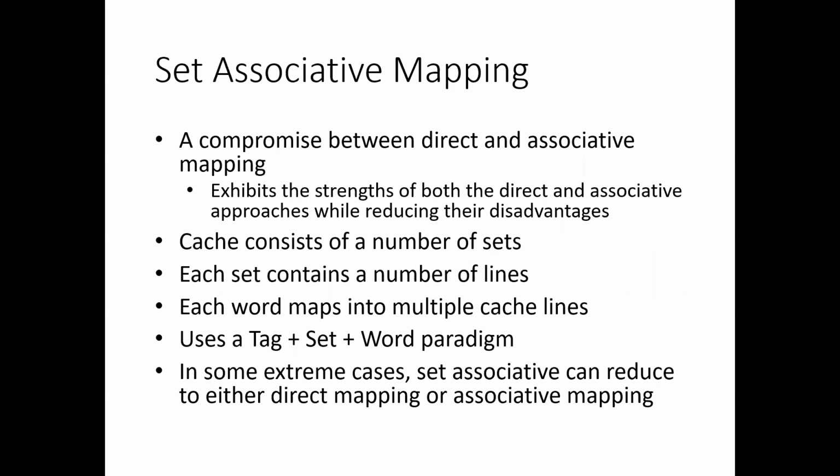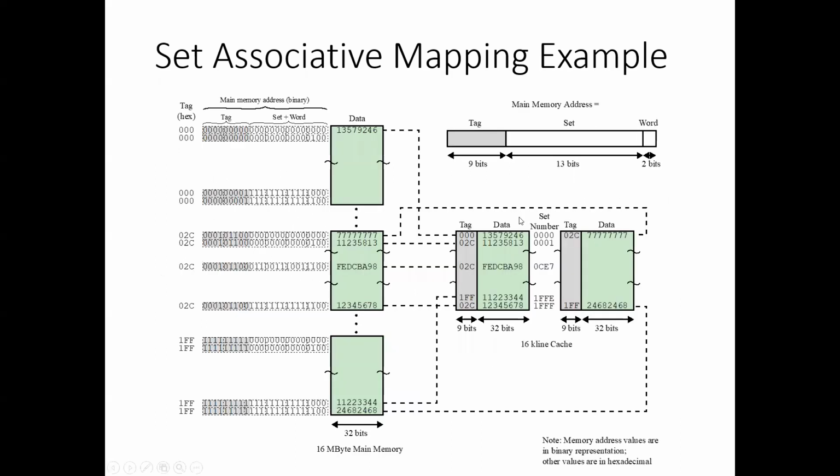And it can reduce to either direct mapping or associative mapping if you have very extreme cases in terms of how the memory is configured. So, here you see the tag and then the set and the word that corresponds to the data that gets mapped into the cache with the tag and the data mapped into it. And so you can map from multiple regions of the memory into the cache.